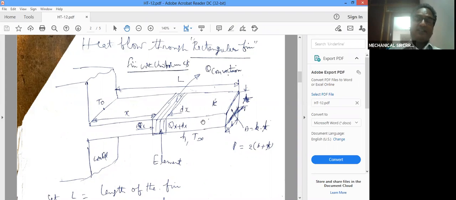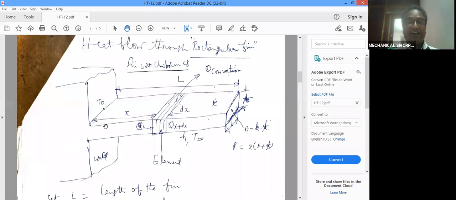If you observe physically, this may be a small length. So I considered a fin of length L and thickness T. All of you observe, length L, thickness T, and width B. This is the engine, this is the base, T0. This is the length of the fin, L.